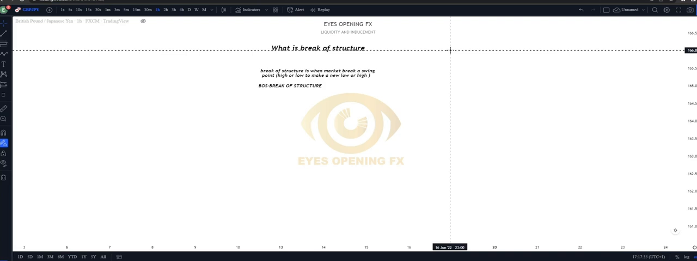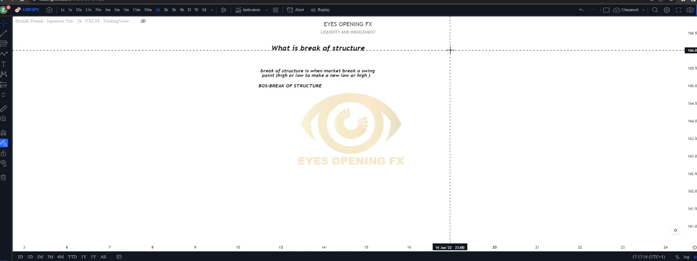The first thing we're talking about today is what is break of structure? Break of structure is when the market breaks a swing point, either high or low, to make a new high or low, depending on the trend.